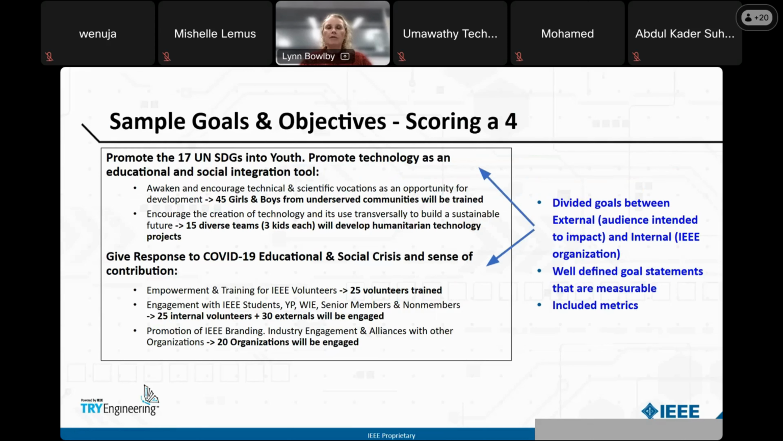So you may have other volunteers that are sitting in on these sessions and they're getting trained so that they can continue to run this program as well. So we want to see those numbers of how many participants are being reached by your program.